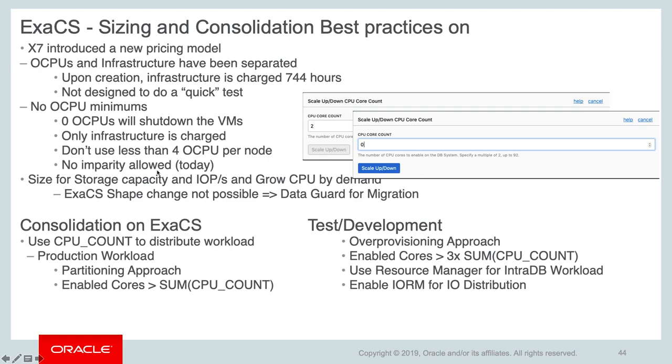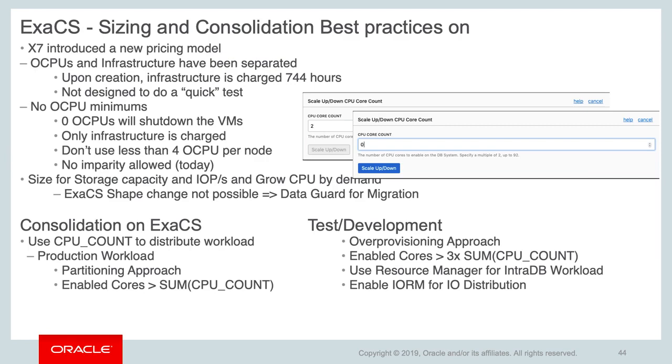So there are no impurity allowed. You cannot have one of the compute node as 4, the other one as 2. So it should be equal numbers. Size for storage capacity and IOPS. CPU can be scaled based on the demand.